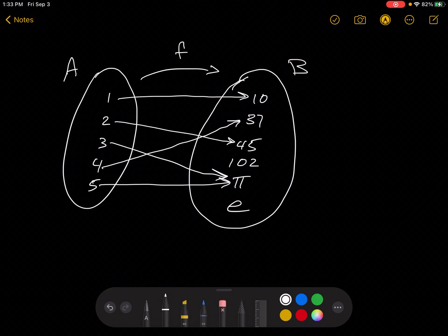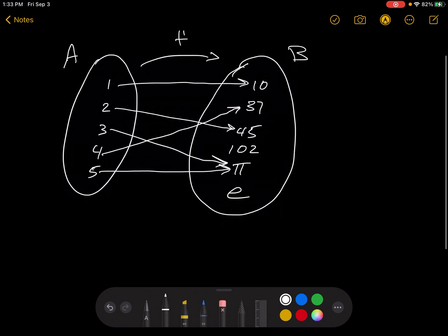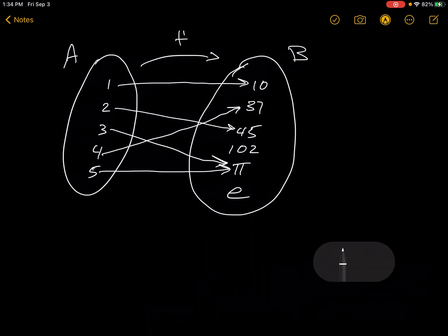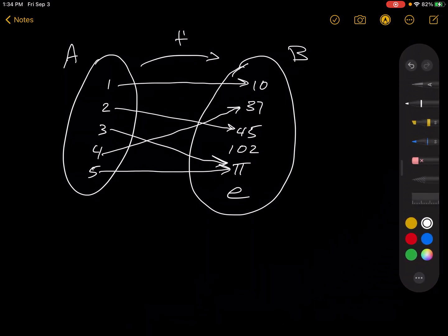In this video, I want to show you that if you have a small finite domain for a function, then you don't have to specify what the rule is. Now, you might be saying, what are you talking about? And let me try and explain that to you.